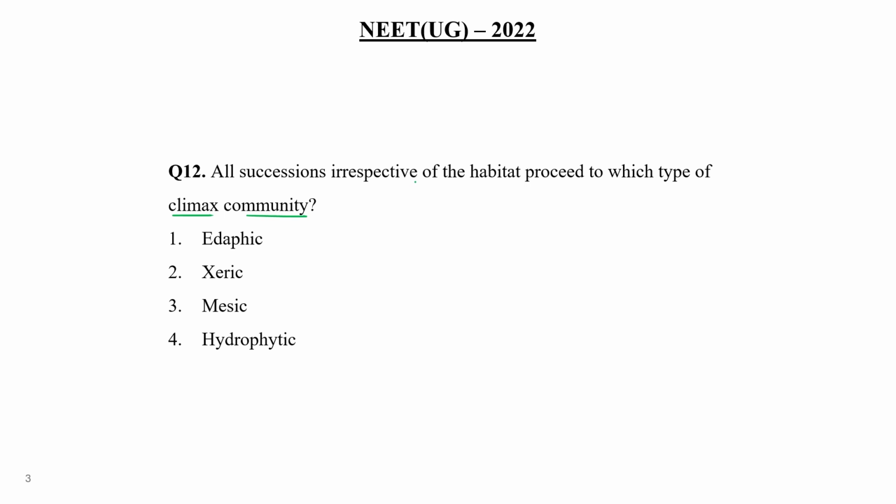All succession irrespective of the habitat. Endemic, xeric, mesic or hydrophilic? Ultimately, any type of succession, whether it is xerarch or hydrarch succession, will move to an optimum position. That optimum position is known as edaphic, xeric, mesic or hydrophilic. This is mesic condition or forest. So the optimum community is mesic condition, that is forest.